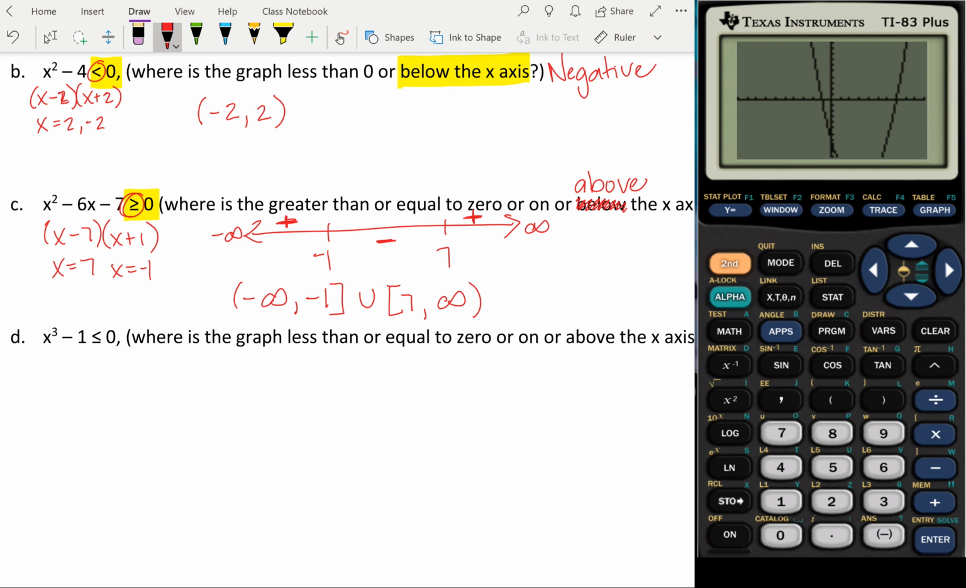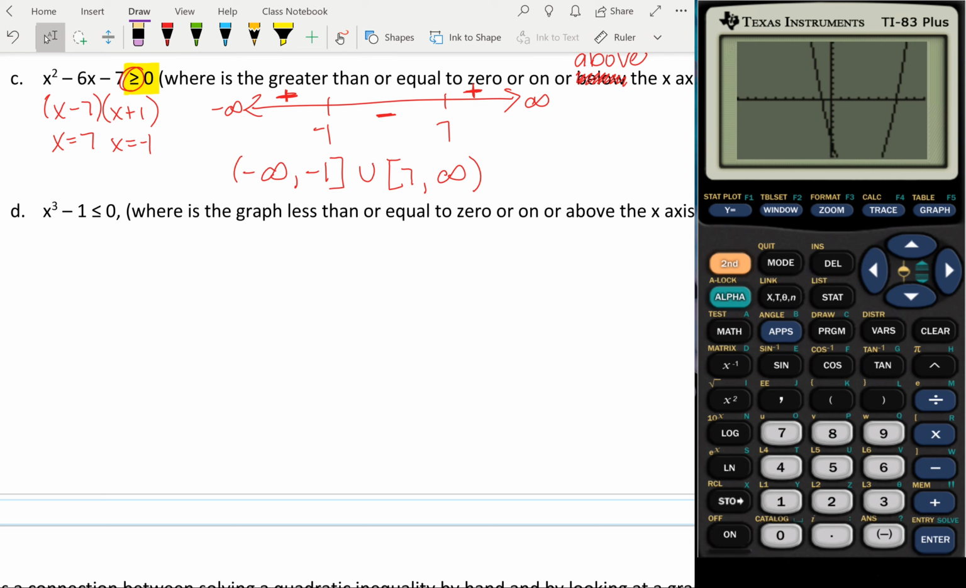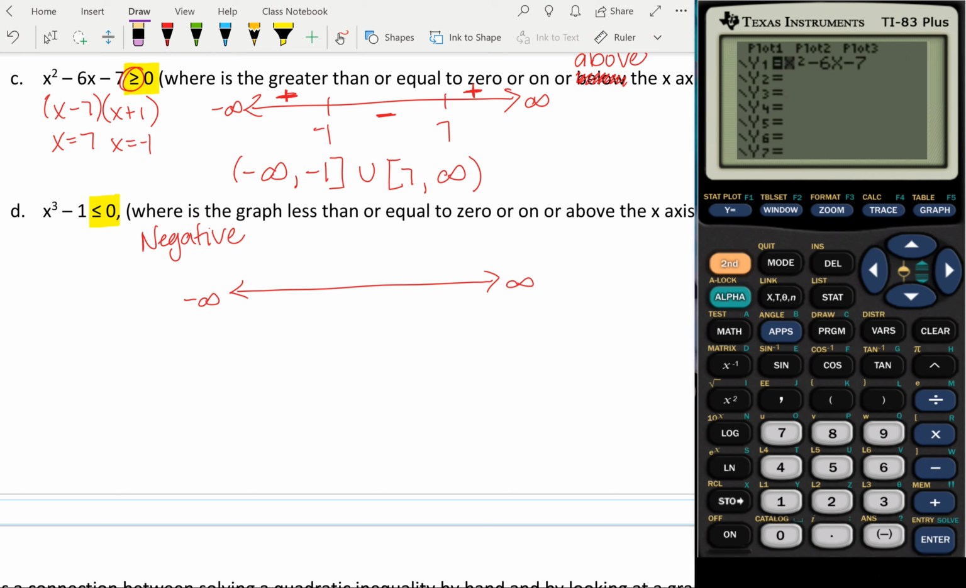We're going to do another one for practice, okay? I have x cubed minus 1. I want to know, where is it less than or equal to 0? Meaning, where are my answers negative? So again, I'm going to draw my x-axis, my negative infinity side, my positive infinity side. I'm going to look at my graph and plug it in. All right, so I have x raised to the power of 3 minus 1.